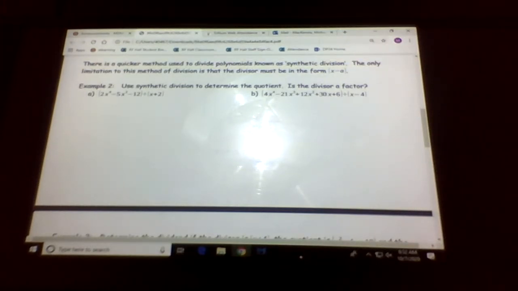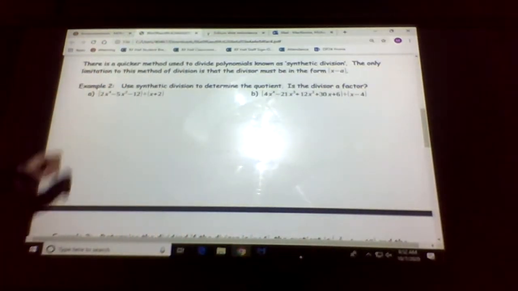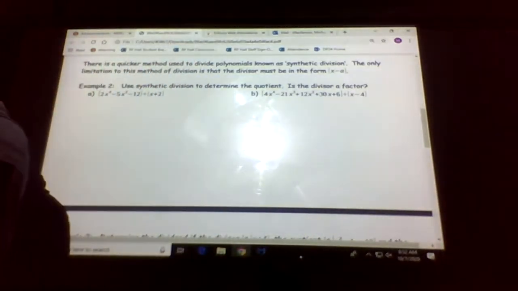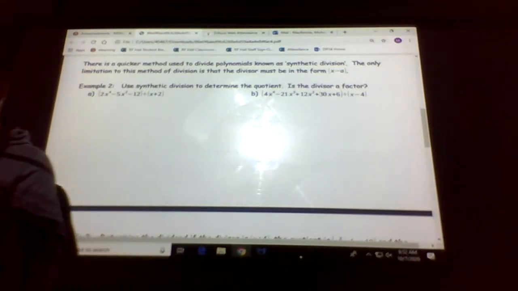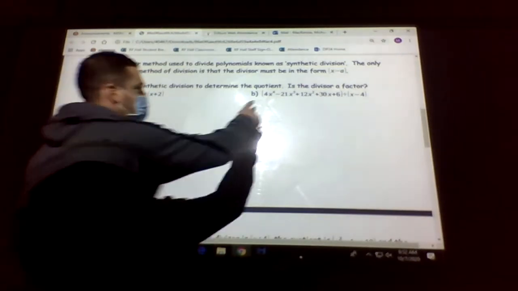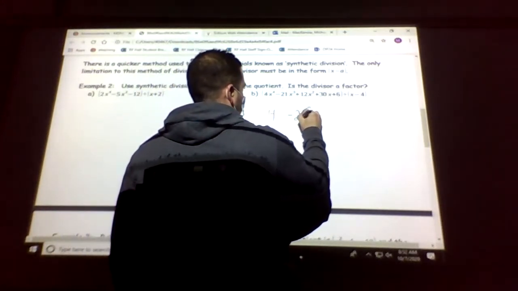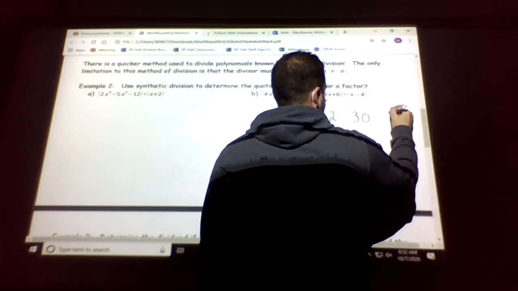Actually, I'm going to work with this one first, because this one, we need to do some stuff to it. Okay, this is how synthetic is going to work. You're going to rewrite the numbers. We're not going to write any letters. Zero letters. So you're going to rewrite these numbers. So I'm going to write 4, negative 21, 12, 30, and 6.